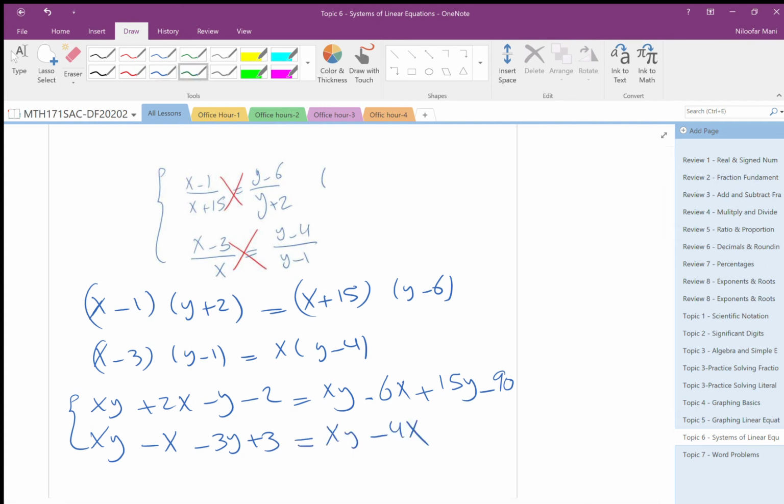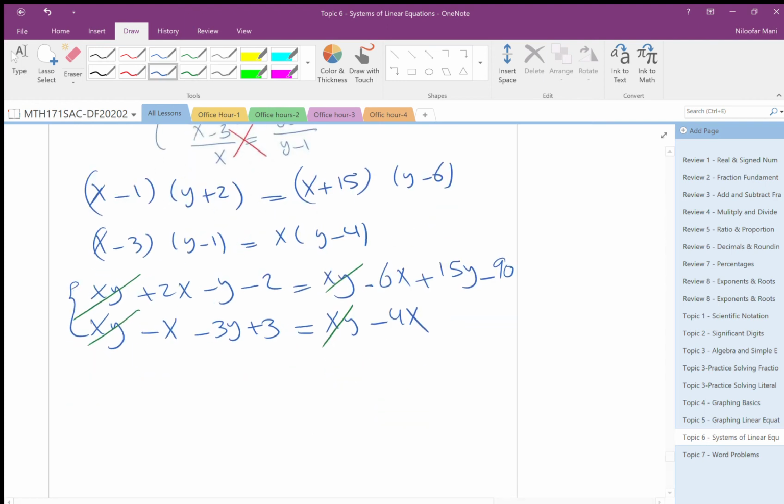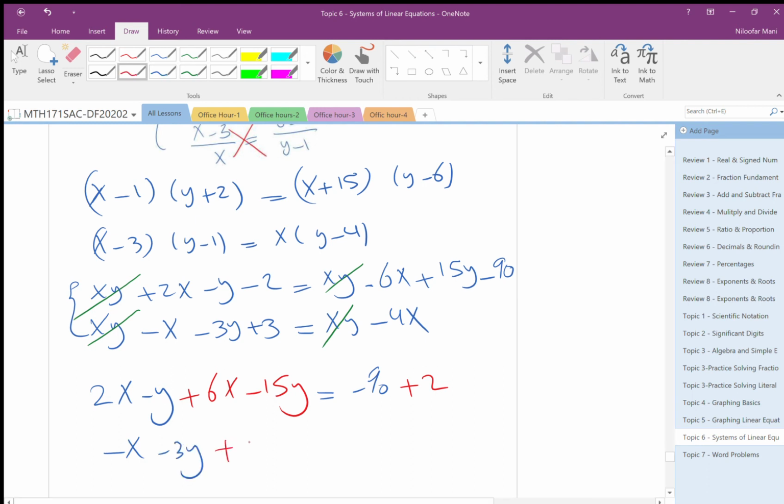Oh, what should I do with xy? Perfect, I can cancel them. Okay, and then I have to organize. I have to collect all x and y on one side, and all numbers on the other side. Okay, and then I just simplify it. So I have 2x minus y plus 6x minus 15y equal minus 90 plus 2, and for the other one I have minus x minus 3y. I move the other one, so it's 4x, and now I move that guy.